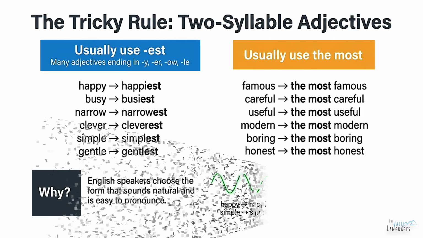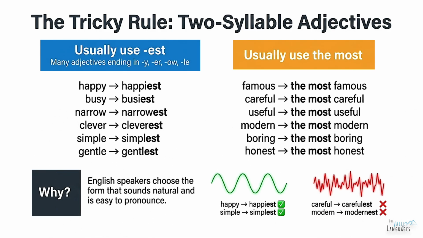You might be wondering why English does this. Well, it's actually about flow. English speakers choose the form that sounds natural and is easy to pronounce. Happiest rolls right off the tongue, right? While modernist just sounds kind of harsh and clunky.